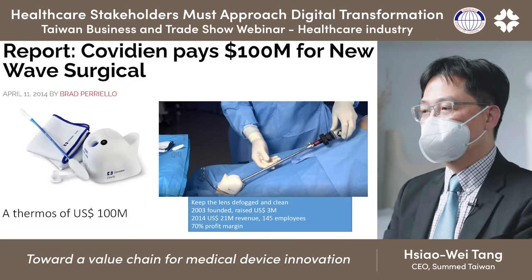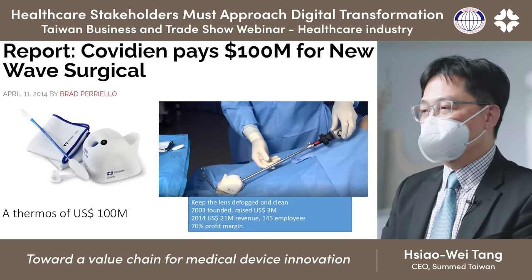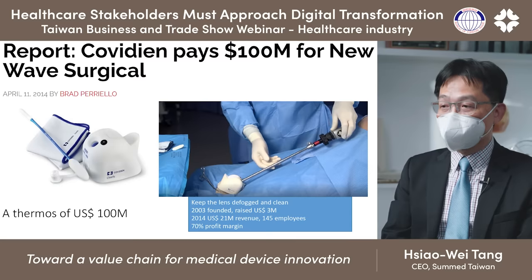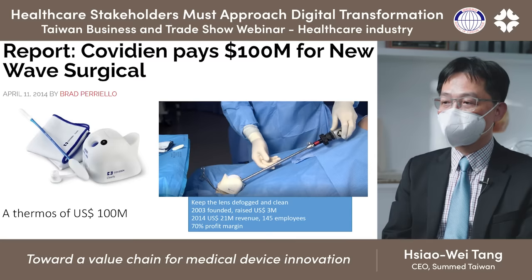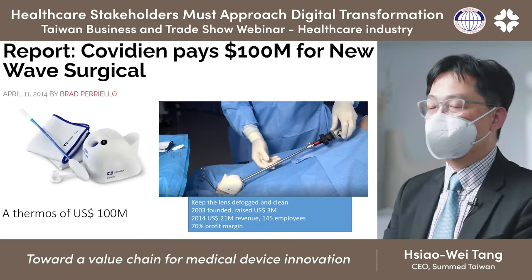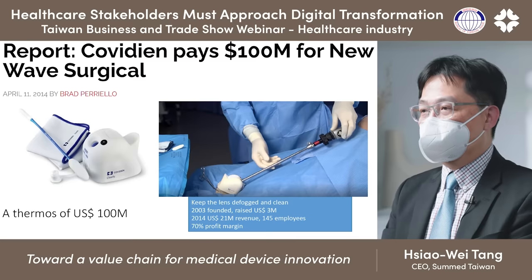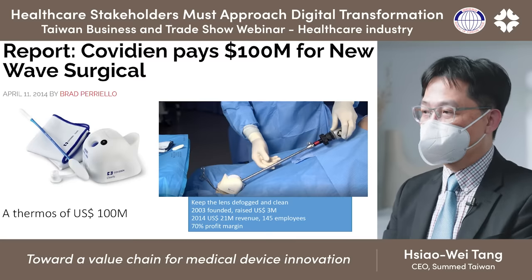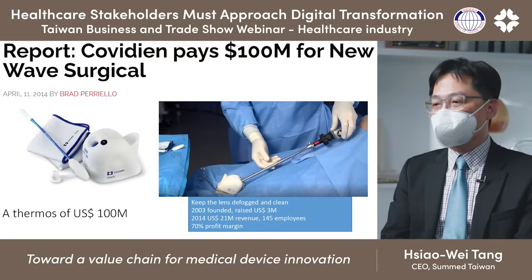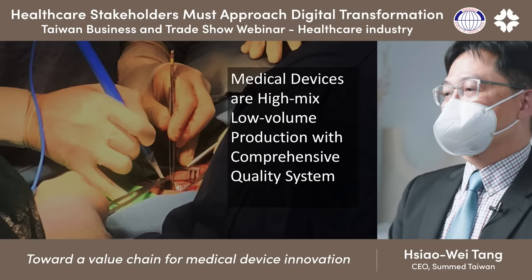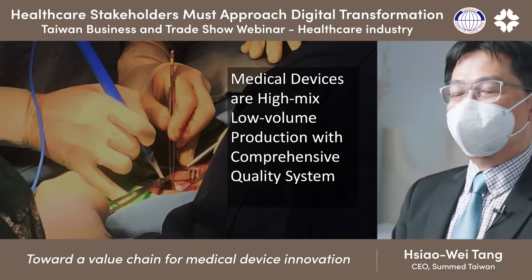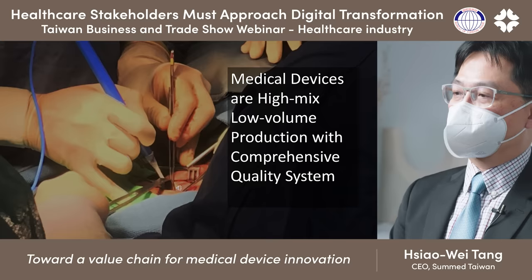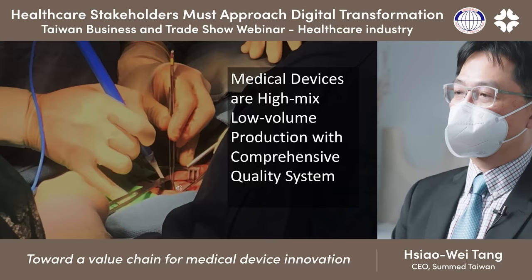In 2014, it was estimated to make $21 million in revenue with a 70% profit margin, and it had 145 employees and ended up being acquired by Covidien for $100 million. What a good example of innovation to make money to make the world better. From those and many other medical device innovation examples, there is no high tech. The value comes from the problems they solved, not the technology they applied.